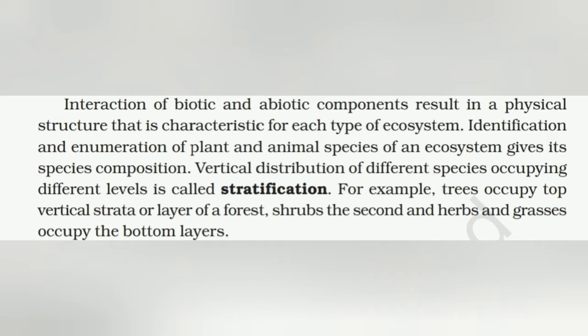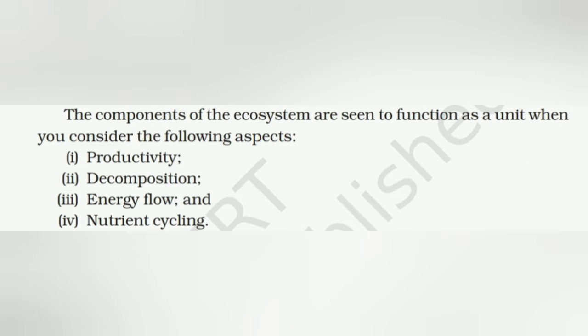Identification and enumeration, that is, counting in numbers, of plant and animal species of an ecosystem gives its species composition. Vertical distribution of different species occupying different levels is called stratification. For example, trees occupy the top vertical stratum or layer of a forest, shrubs the second, and herbs and grasses occupy the bottom layers. The components of the ecosystem are seen to function as a unit when you consider the following aspects.